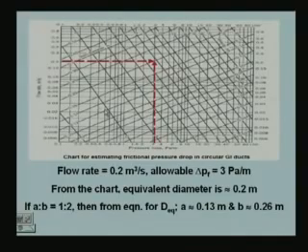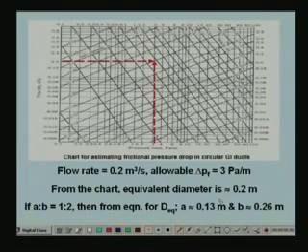Again I use the same data, that means I have to design a duct which has a flow rate of 0.2 meter cube per second, and the allowable pressure drop is 3 Pascal per meter. Right. So, from this chart I find that the diameter of an equivalent circular duct is 0.2 meter. Okay. And I am also fixing the aspect ratio here, that means I fix the ratio of A to B equal to 1:2.